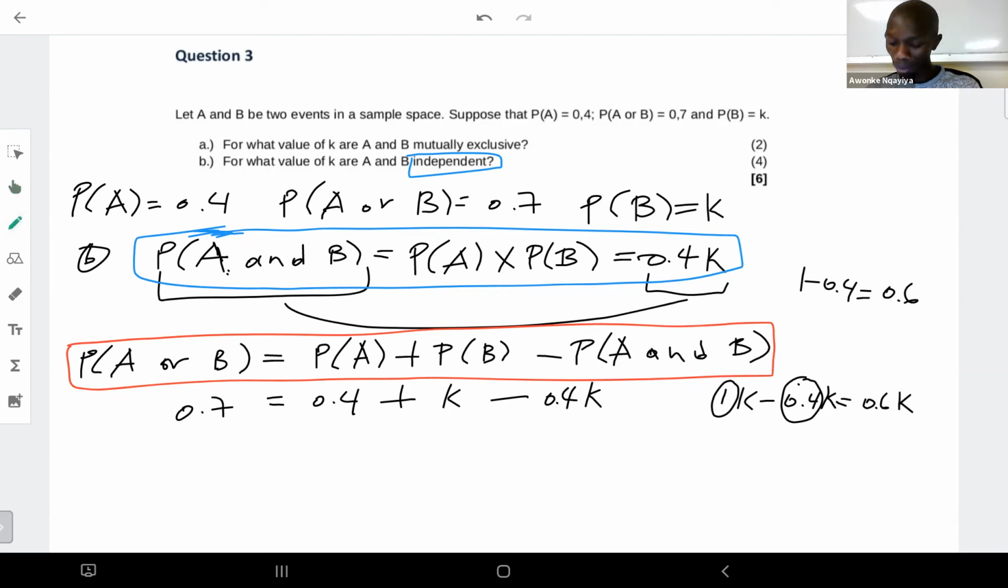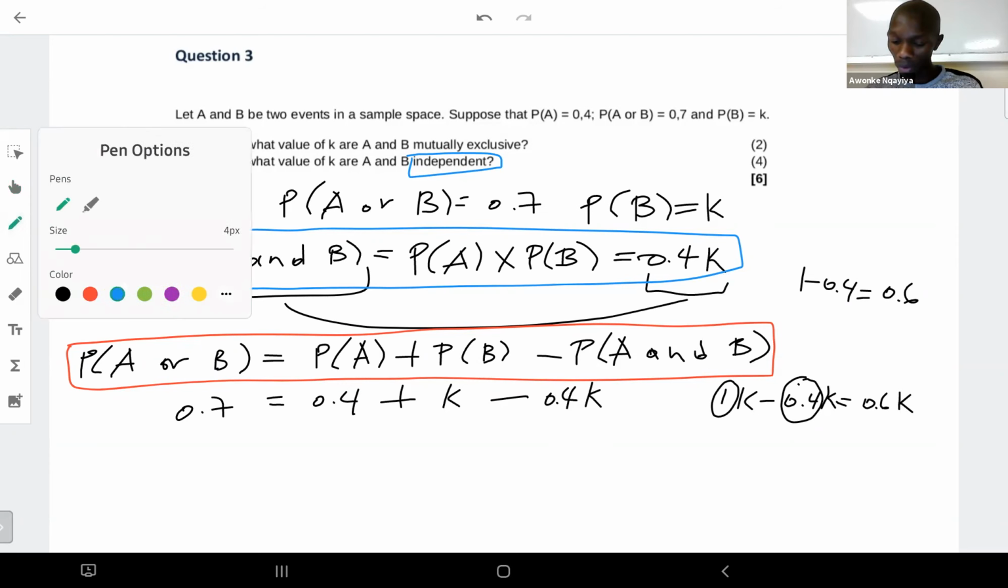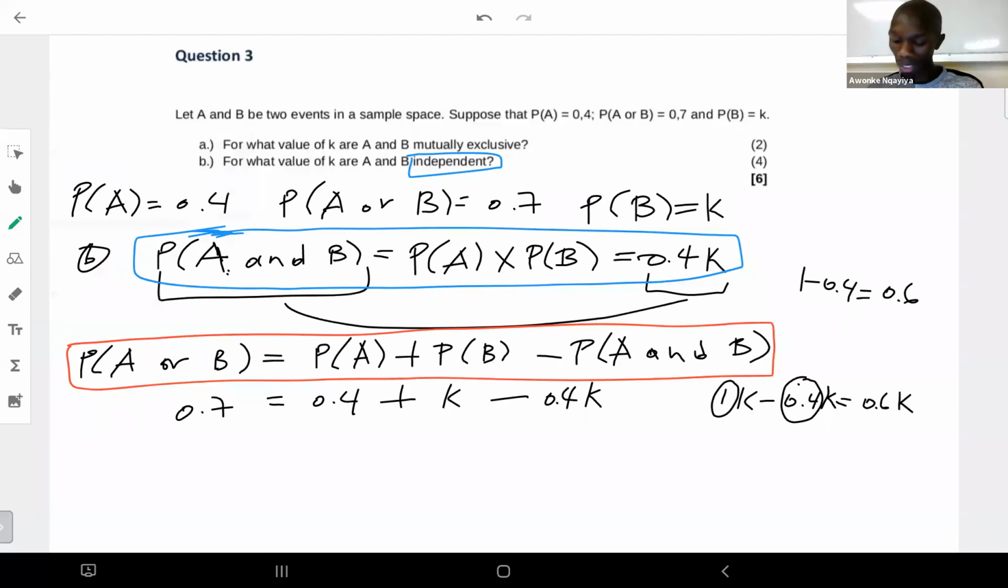And then we move down, we take the 0.4 from the right to the left, it becomes a negative, which is 0.7 minus 0.4. And then we add that K minus 0.4 times K. We use what we learned from grade 7, standard 5.